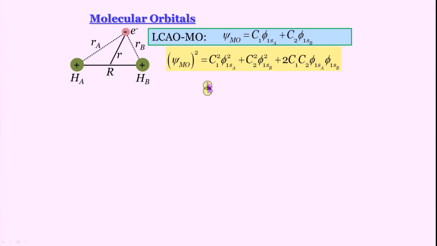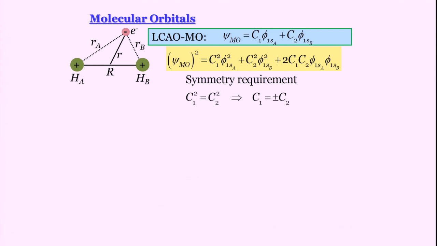Okay. So, I get C1 square phi 1sa square plus C2 square phi 1sb square plus 2 C1 C2 phi 1sa phi 1sb, and since it is tiring to say phi so many times, I am going to say just 1sa 1sb later on. Or I might even say SA SB, or even A and B, they are all one and the same, please bear with me.